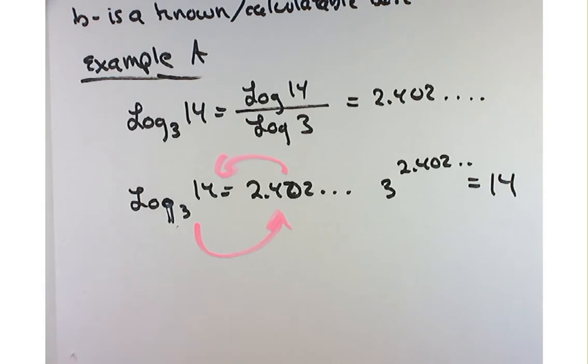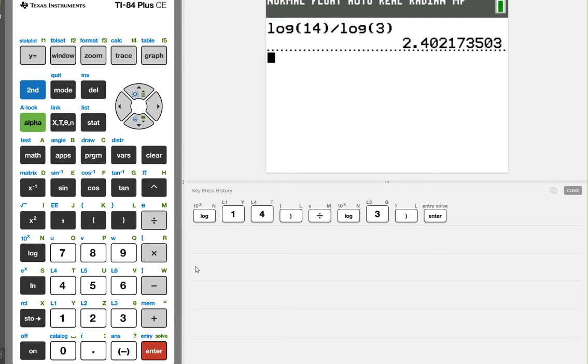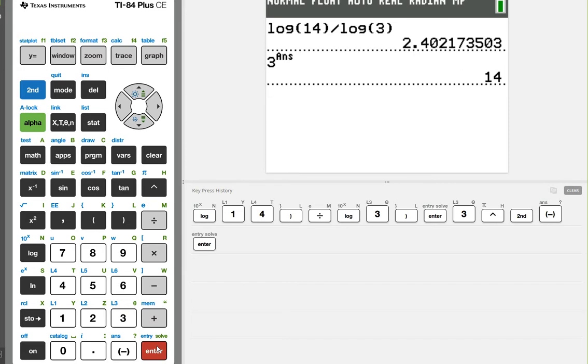Now, your graphing calculator gives you a cool way to do this. So what you can do is raise 3 to this power. Now this number, all its digits, is stored in answer. So you hit the second key, then the opposite key on the bottom, and what should I get? I should get exactly 14.